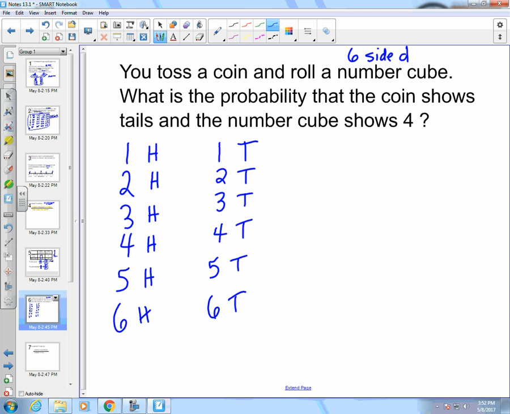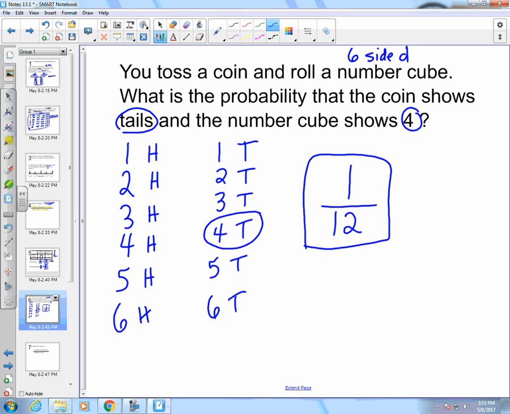When we look at our sample space, we see that we have a total of 12 possible outcomes. So we'll put the 12 in the denominator. How many times does the number cube show a 4 and the coin shows tails? Well, there's only one, 4 and a tails. So we're going to put a 1 in our numerator. The probability of a tails and a 4 is going to be 1/12.